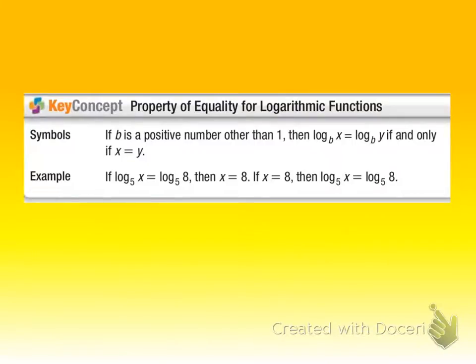The second type, and this gets much more difficult, is when you have logs on both sides of the equation. In order to do that, we need this little thing called the property of equality for logarithmic functions. Here is what it says. If b is a positive number other than 1, b is your base, then log base b of x equals log base b of y if and only if x equals y. For example, if log base 5 of x equals log base 5 of 8, x equals 8.